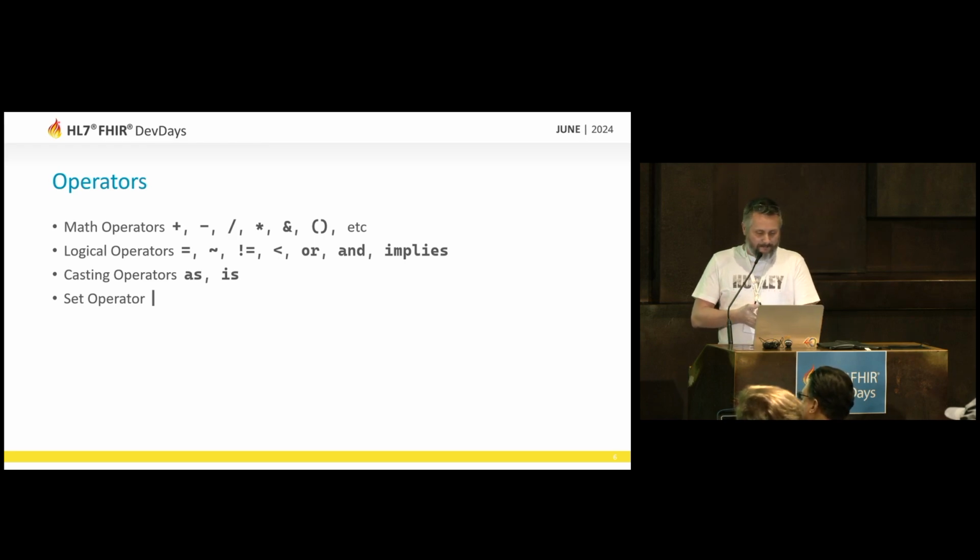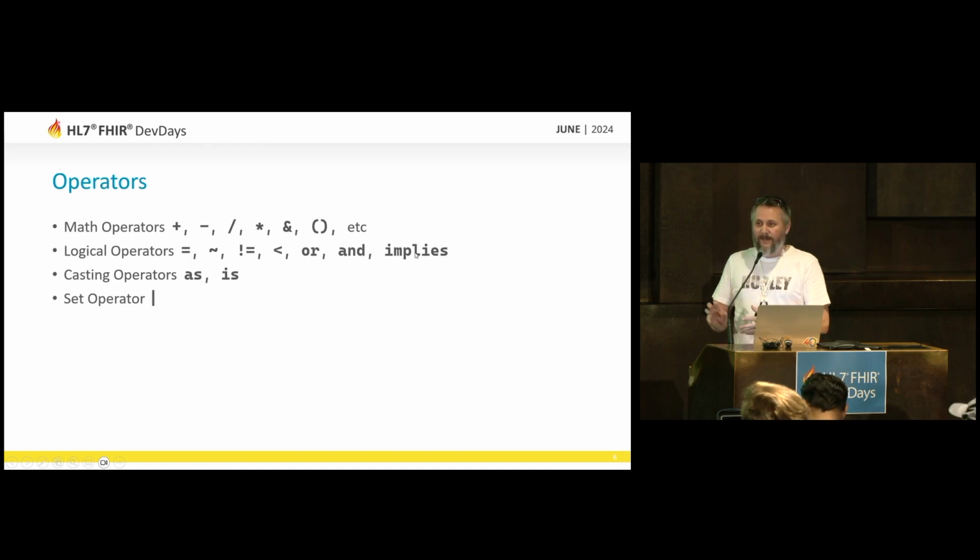So operators. We've got our simple math operators, plus, minus, division, doing all that sort of stuff. We've got logical operators for doing comparisons. And the little tilde is an approximation. So if you've got rounding issues going on, you can catch those around that. Implies is a logical construct, so it's sort of similar to the ors and ands. Casting for is and as, and set operators.